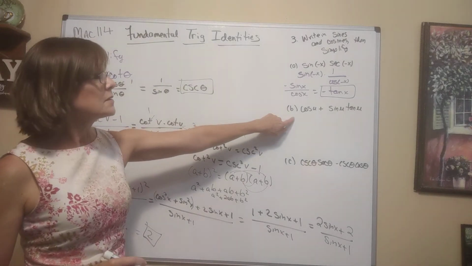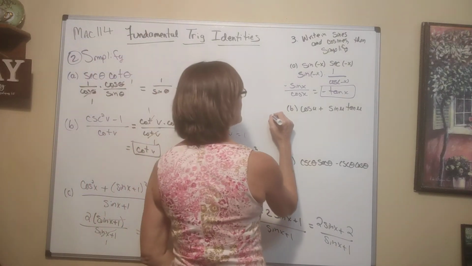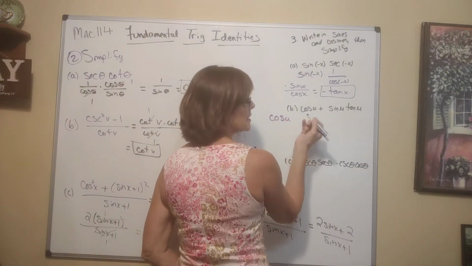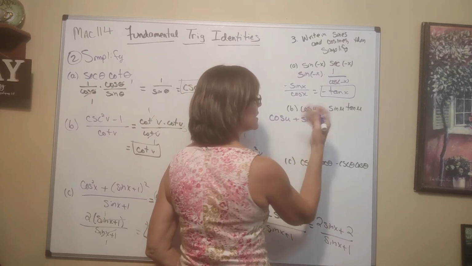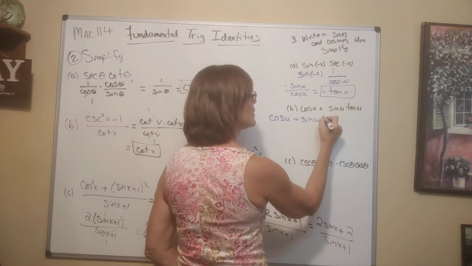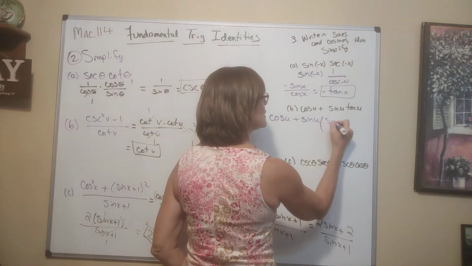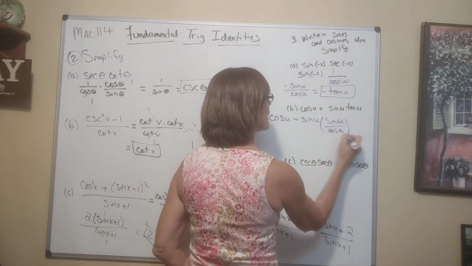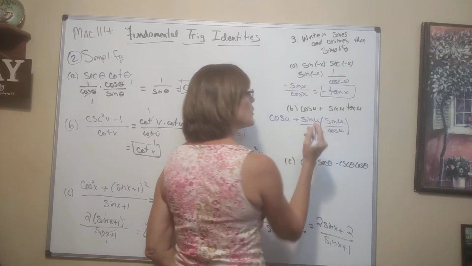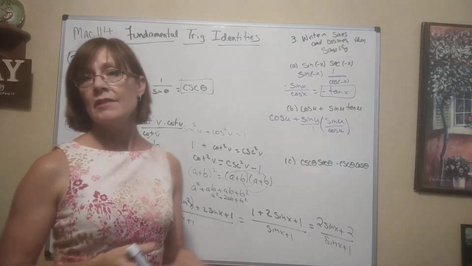All right, let's look at this one. Cosine does not need to be rewritten into anything else. It's already in cosine. Sine does not need to be rewritten into anything else. It's already sine. Tangent, let's rewrite tangent into the sine of u over the cosine of u. All right, so I can put this over 1 if that makes me feel better, and it does.